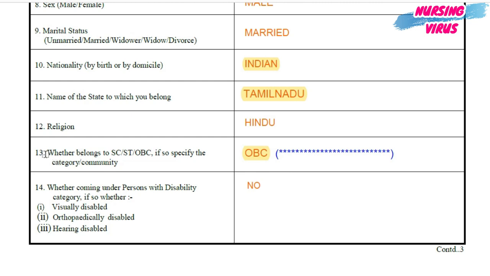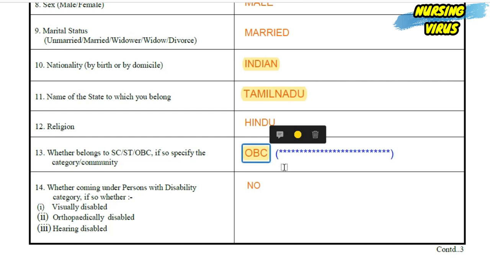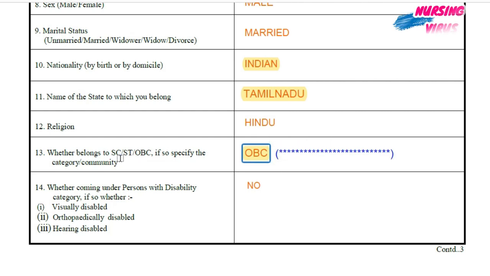And the 13th column, whether you belong to SC, ST or OBC. If you belong to this specific category, you need to write the specific category. You need to specify your caste. Suppose you are applying under the unreserved category, you can write your MBC or BC, whatever it may be, that caste you can write.